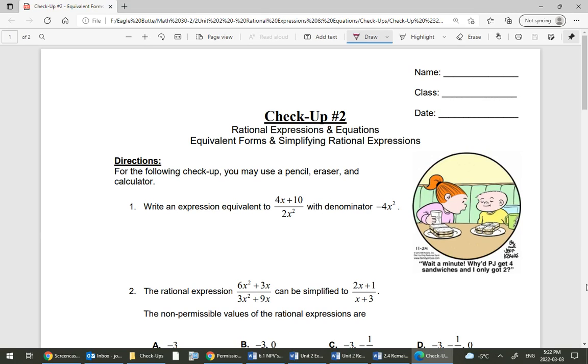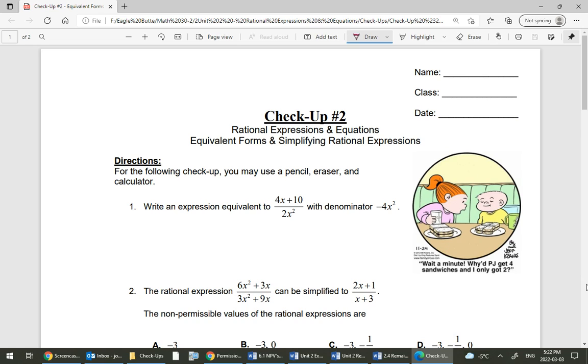All right, so we're going to take a look at checkup number 2. If you have questions as you're going through this that can't be answered in class, I will be back partway through period 2. I'll also be here for flex and lunch and after school if you have questions. Like I said yesterday, it's really important that if you are struggling with anything, you get help early because everything just kind of builds.